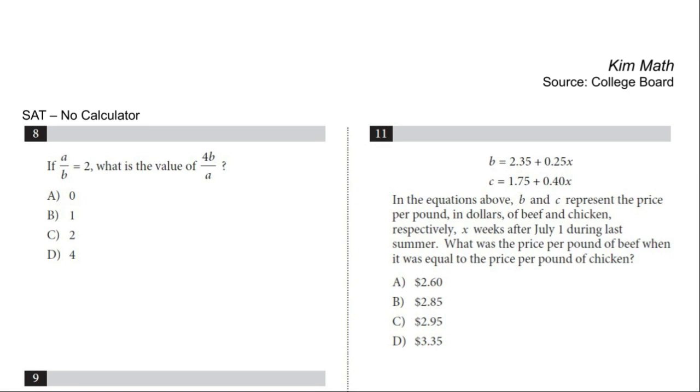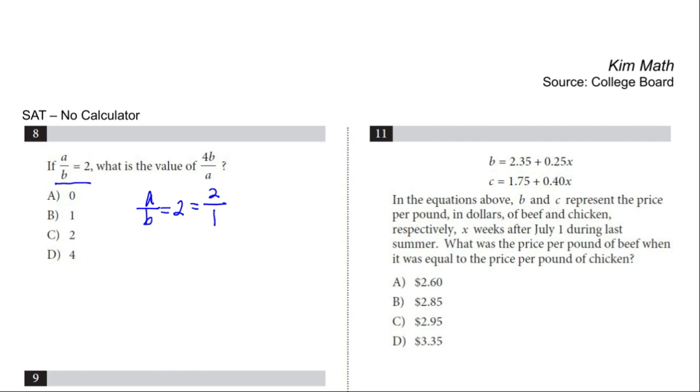Okay, first one, number 8. Here, if A over B equals 2, then what is the value of 4B over A? We will start with the given equation. A over B equals 2, or you can express it as 2 over 1, right?